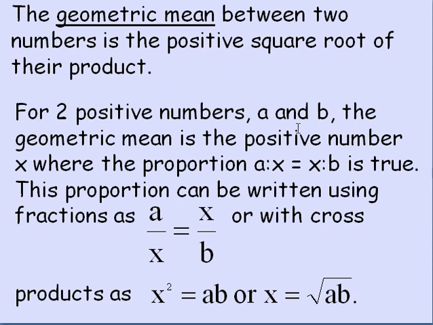For two positive numbers a and b, the geometric mean is the positive number x where the proportion a to x equals x to b is true. This proportion can be written using fractions: a over x equals x over b, and cross products yield x squared equals ab, or x is the square root of ab. Basically, for the geometric mean of two numbers, you multiply them and you take the square root. That's what this is saying down here.